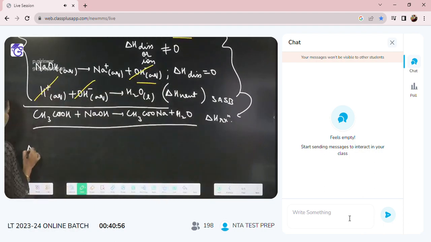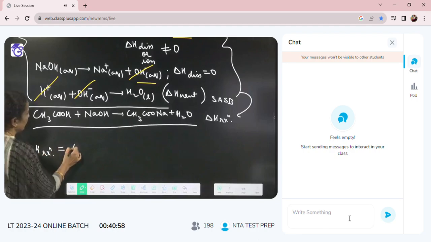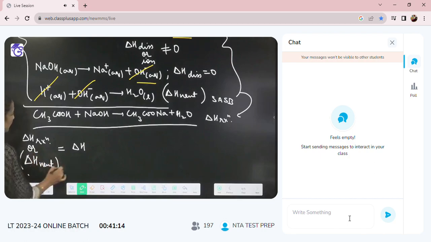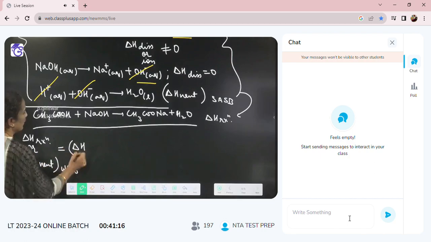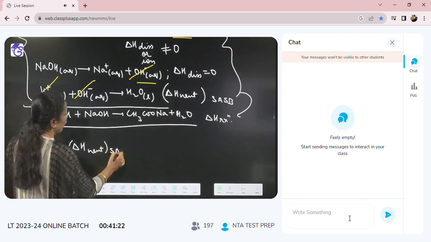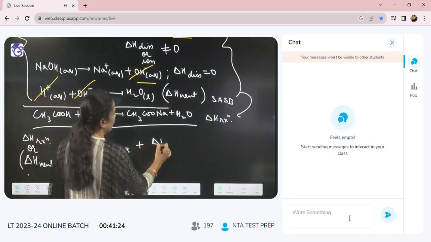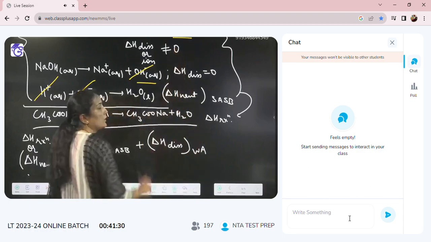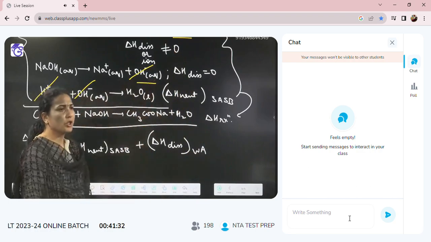So ultimately I'll be writing here delta H reaction is equal to delta H. What is this delta H reaction? Is it telling you that it is delta H neutralization of the weak acid and strong base here? So I'm writing delta H reaction, or here in this case it is delta H neutralization of a weak acid by strong base. That will be equal to delta H neutralization of strong acid strong base plus delta H dissociation of the weak acid. I am simply adding up these three. The second one I am not adding because delta H dissociation is 0, right?